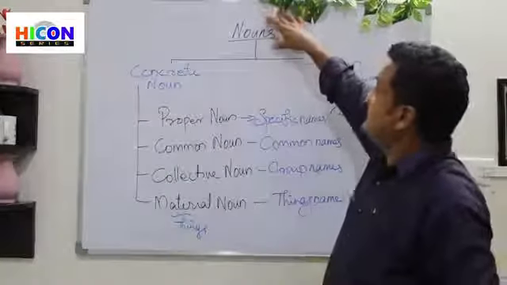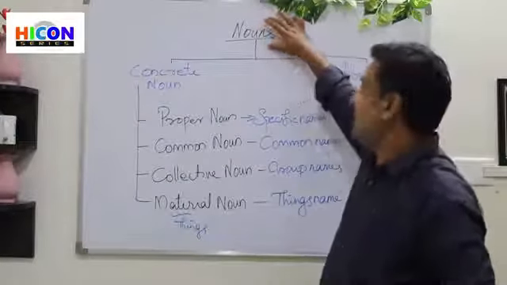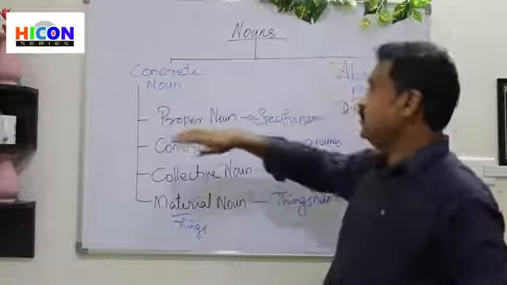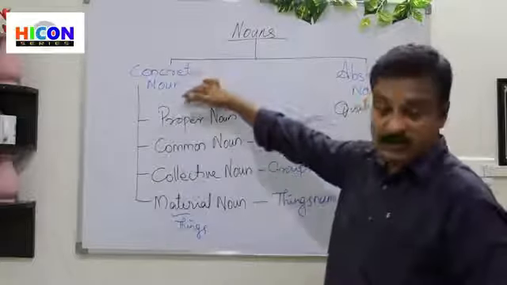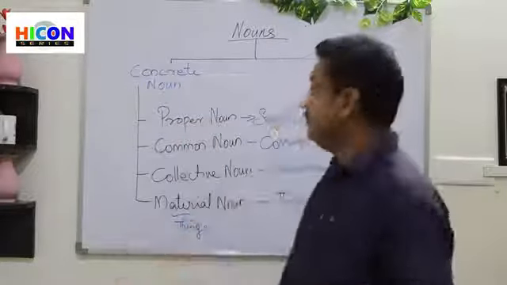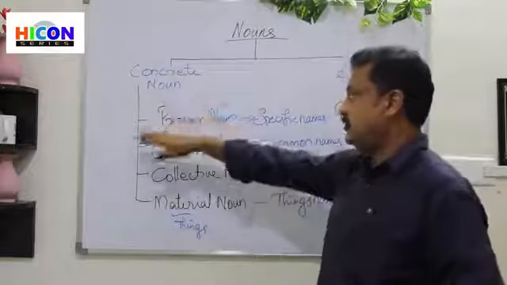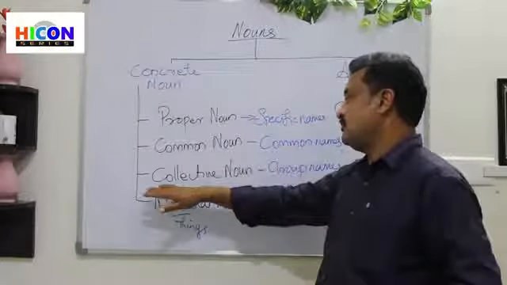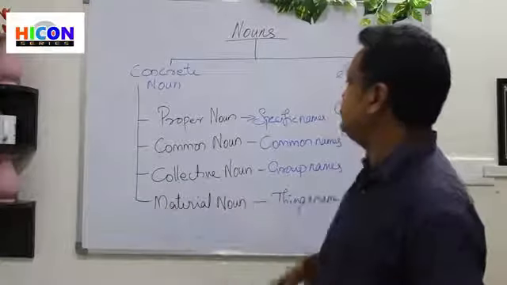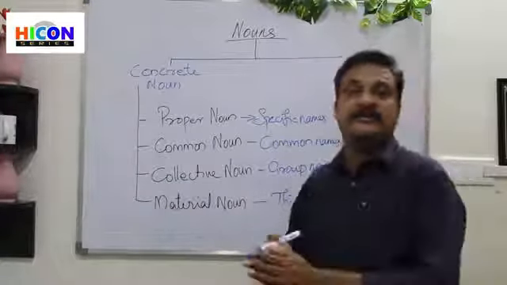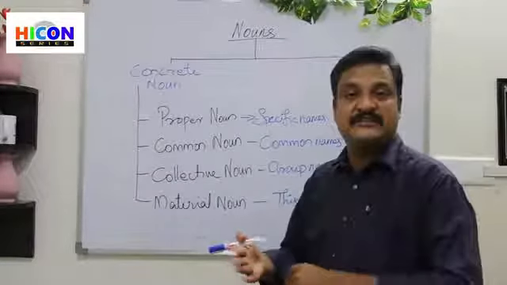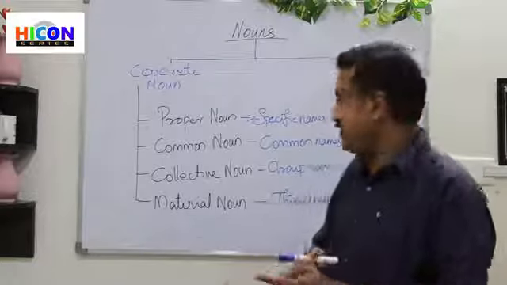So, noun is the name of a person, place, a thing or a quality. They are of two types, concrete noun and abstract noun. So, concrete nouns are those nouns which we can see, which have a structure, which have a shape. Okay? There are four types: proper noun, common noun, collective noun and material noun. So, proper noun is the name of a specific person, place or a thing. Proper noun denotes the name of a specific person, place or a thing.